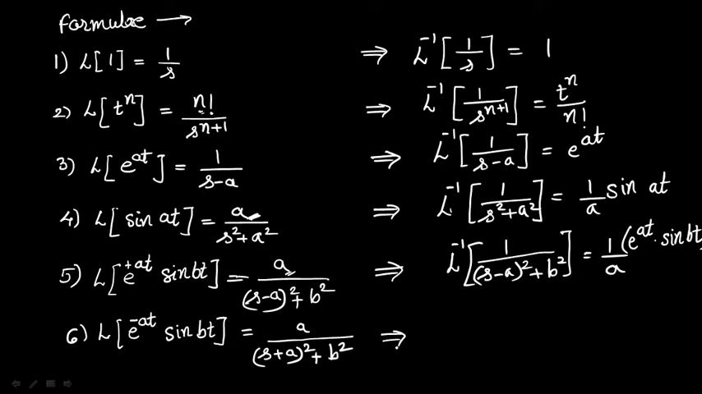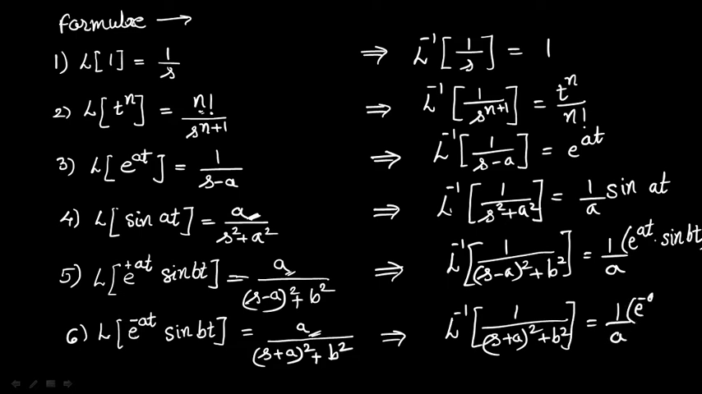Now, the next formula: here, instead of plus sign, a negative sign, e to the power minus at into sine bt. Here again b is a constant value in the numerator on the right hand side, therefore 1 upon s plus a whole square plus b square equal to 1 upon b e to the power minus at into sine bt. In this way, we write down all the formulas of Laplace in terms of Laplace inverse.